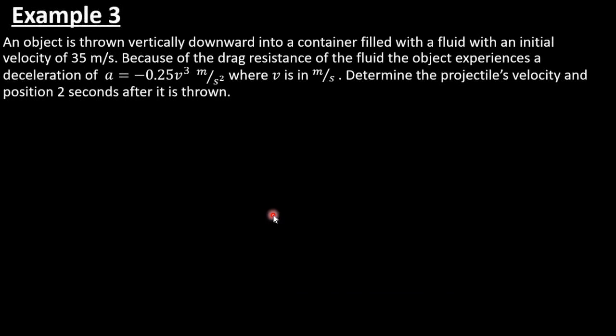So let's have a look at example 3. An object is thrown vertically downwards into a container filled with fluid with an initial velocity of 35 meters per second. Because of the drag resistance of the fluid, the object experiences a deceleration of a equals minus 0.25 v cubed meters per second squared, where v is in meters per second. Determine the projectile's velocity and position 2 seconds after it is thrown.